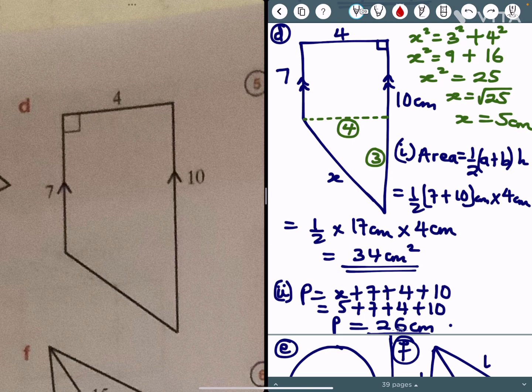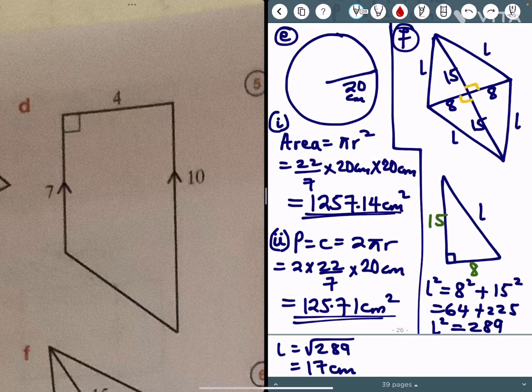But the area is half a plus b times h. a plus b are the lengths of the 2 parallel sides. 7 plus what? 10. Those are the 2 parallel sides. Take note of my lines. So 7 plus 10 are the 2 parallel sides. You understand, in bracket. Those will be added, then multiplied by the vertical height, which is what? The perpendicular height between 7 and 10 is 4. That's the perpendicular height or vertical height of the trapezium. So that gives half times 17 times what? 4, to give 34 centimeters squared.